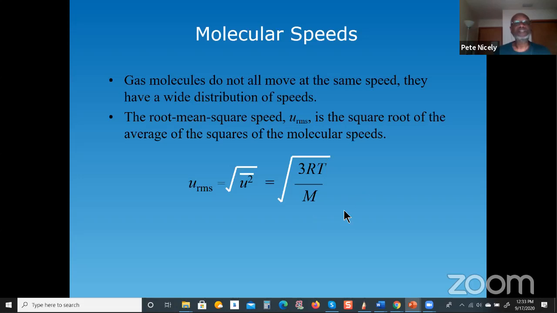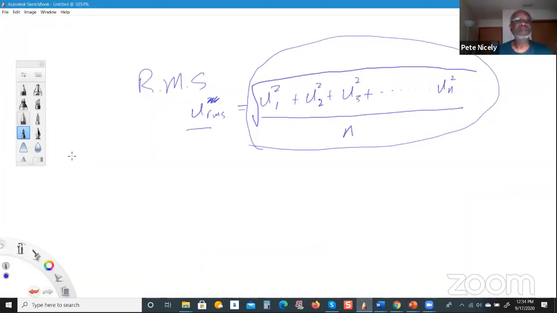Now it turns out that the root mean squared speed, which I just mentioned, can be shown to be equal to the square root of 3RT over M. R, of course, is the molar gas constant, T is the temperature in Kelvin, and M is the molar mass. But you have to be careful when you're using this equation with respect to the units. So let me go back to my writing pad here and explain what I mean by that.